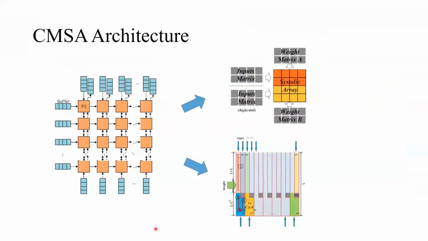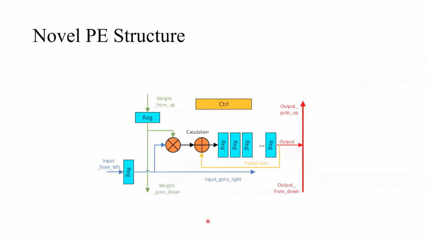To support the above optimization, CMSA's architecture is also relatively special. First, the data transmission in the array is bidirectional. In addition, there is an extra buffer to provide data for the array from the bottom. The structure of the PE must also be adjusted. This is a regular PE structure composed of input, weight, output registers, and arithmetic units. This simple structure only supports a single data transmission direction.